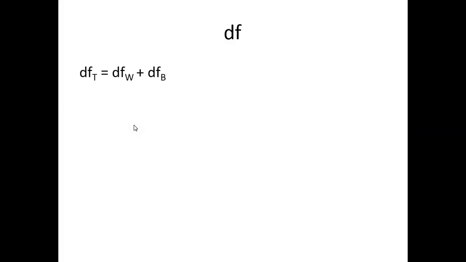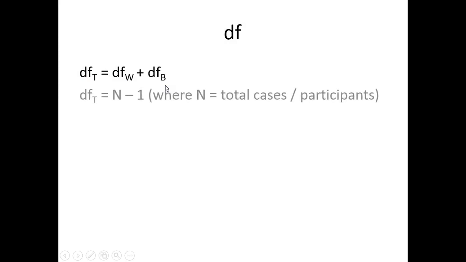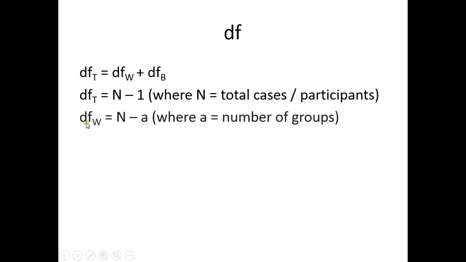So now we've got to calculate the degrees of freedom in order to be able to find the mean sum of squares, which is the sum of squares divided by the degrees of freedom. Again, the degrees of freedom total equals the degrees of freedom within groups plus the degrees of freedom between groups. So df total equals n minus 1, where n is the total number of cases. The df within groups equals n minus a, so the total number of cases minus the number of groups. And the df between groups equals a minus 1, the number of groups minus 1.